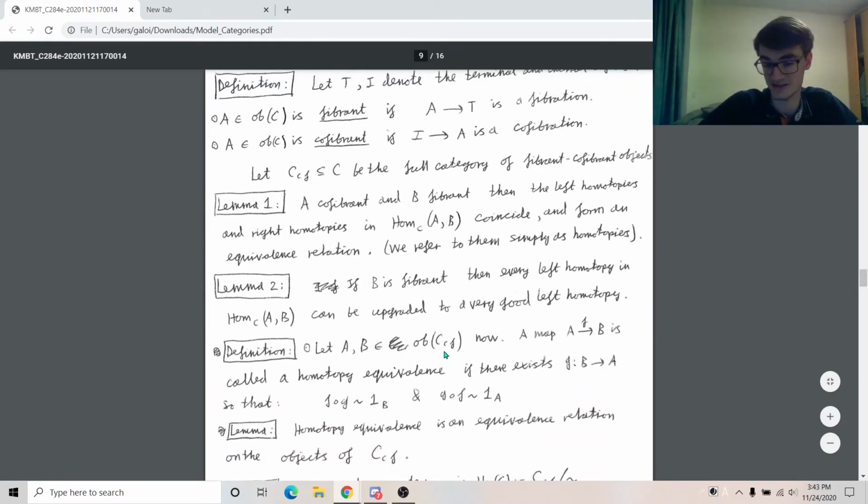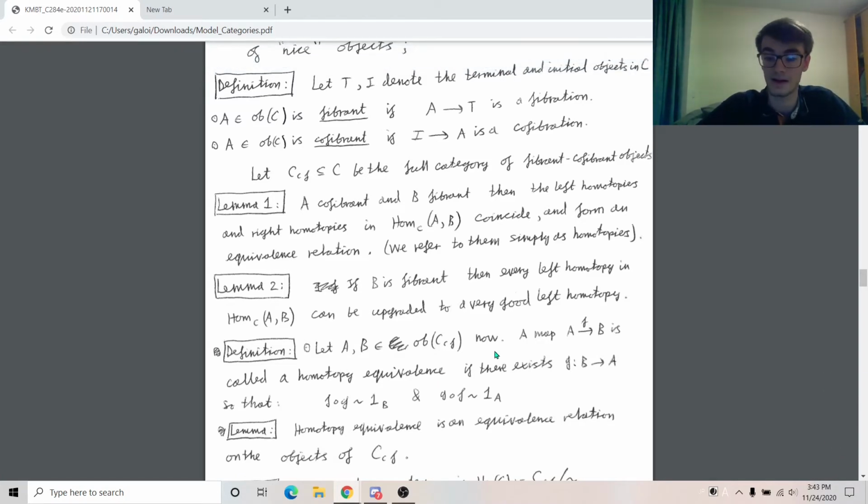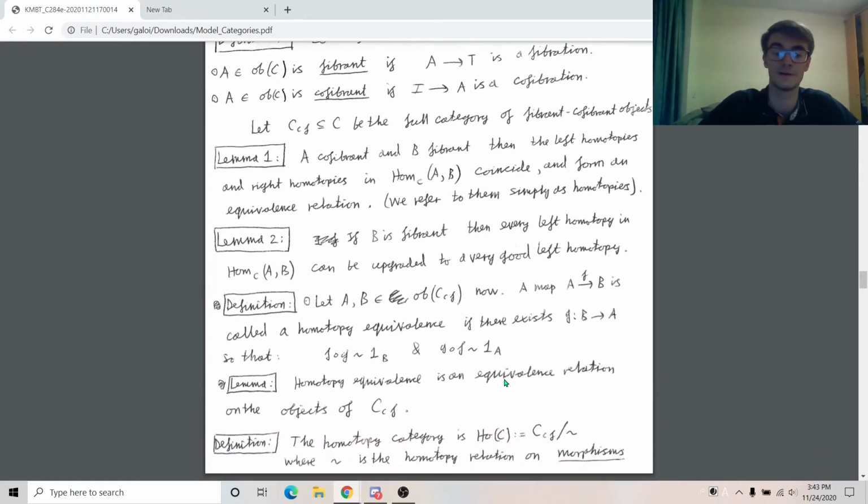So if you have any two objects A and B in CCF, a map F from A to B is called a homotopy equivalence if there is a homotopy inverse G from B to A, so that composing either way is homotopic to the identity. Very important. So it's defined completely analogously to topological spaces. And homotopy equivalence is an equivalence relation on the objects of CCF, completely analogously to topological spaces.